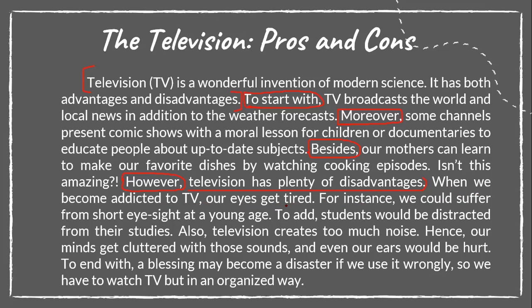The writer here wants to help us understand it. How would our eyes get tired? For instance means for example. So here he is giving an example, not another detail. Here he is giving an example to support his first disadvantage. We could suffer from short eyesight at a young age. Continue, Hala.